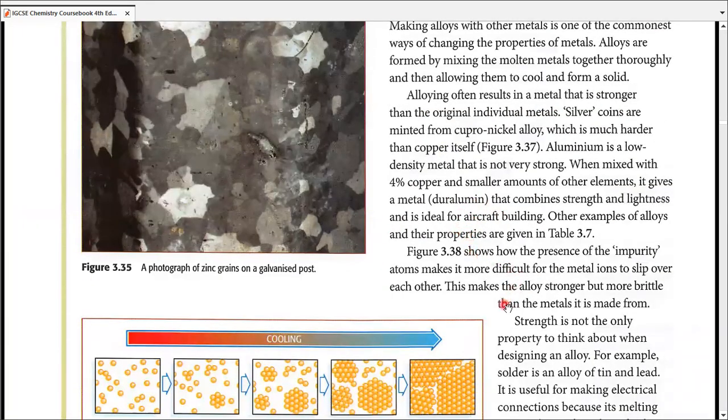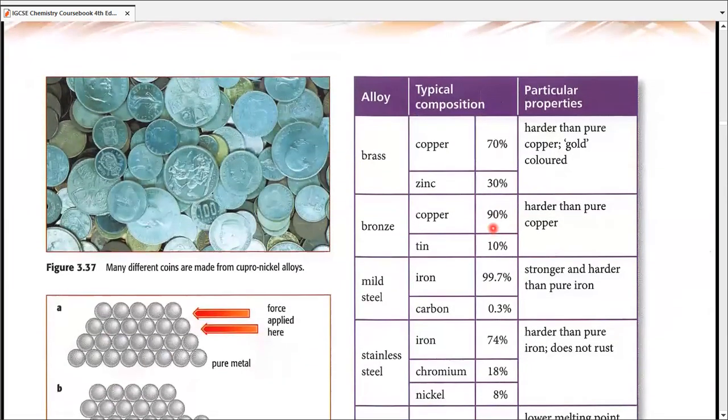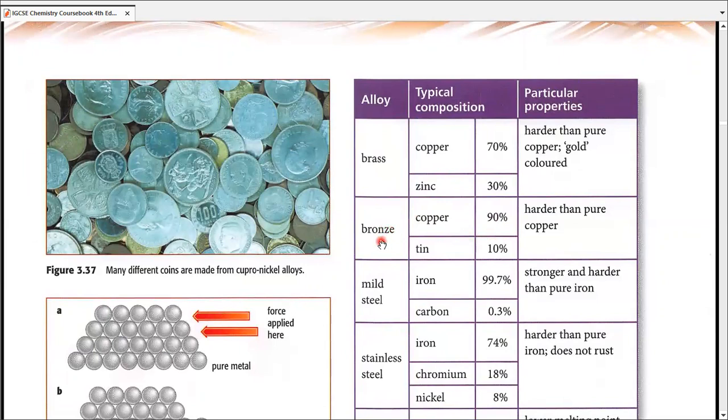Now, alloys are made up of different combinations. Whatever we add to the basic metal imparts specific properties to it, and those particular properties are something we need to understand. In this entire table, you're supposed to do everything except these parts. You're not supposed to remember the percentages.